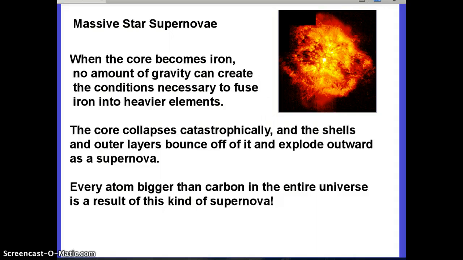And all of those guts are made of carbon and iron and oxygen and neon and silicon and gold and platinum and all those different elements. Every atom bigger than carbon in the entire universe formed in a massive star that eventually had a supernova, which means that most of the atoms in your body formed in a star right before it went supernova, which is a pretty cool thing to think about.